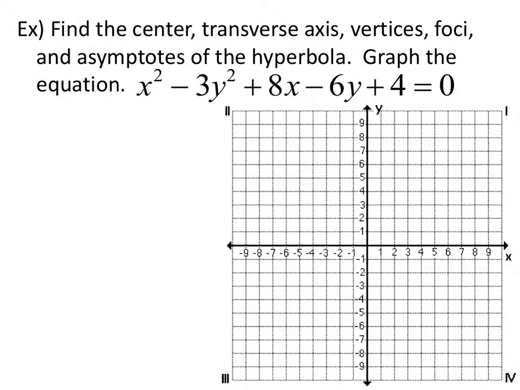So here we have one. We want to find the center, transverse axis, vertices, foci, and asymptotes of the hyperbola. First thing we want to do is complete the square to put this into center form. So go ahead and pause the video and complete the square in two variables to get this in the center form of an equation of a hyperbola.